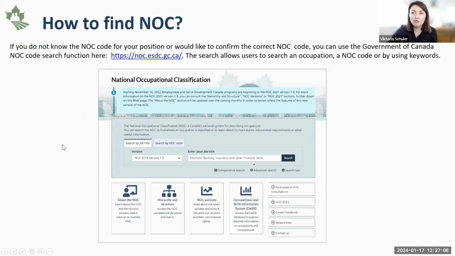And if you need to look for the NOC code and you're not sure, you can go to the government website and type in the job duties or the job title. Also, what is important to know is that when the LMIA is assessed, the job duties are primary rather than the job title. To determine whether the occupation is considered primary agriculture or falls under a certain NOC code, they look at the job duties, and the job duties should be, I would say, at least 80% what is described in the NOC code.